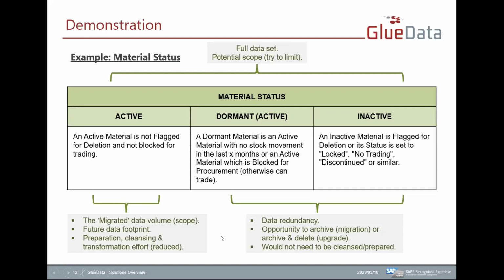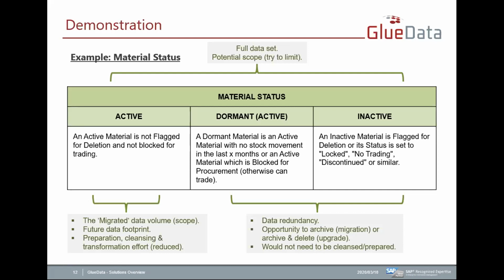Inactive data is obviously data that's been flagged for deletion, or a status is set to some sort of blocked or non-trading type status. Okay, so in looking at the active data, you can see that when comparing the active versus the dormant and inactive, you can start to soft split the scope, essentially. So looking at the right-hand side at the bottom, your dormant materials, a decision can be made to go and flag those for deletion. You're dealing with a data redundancy.